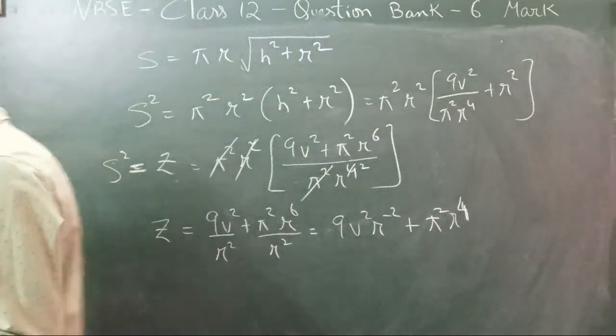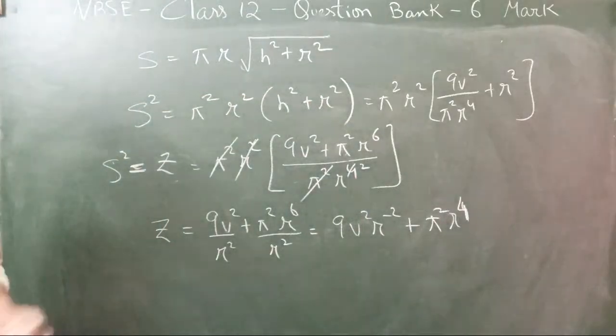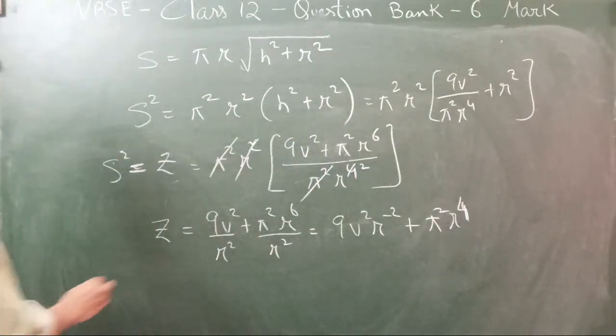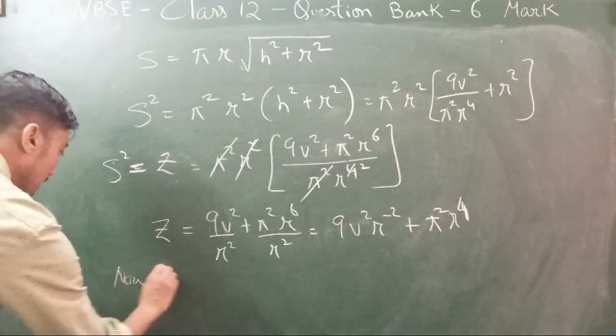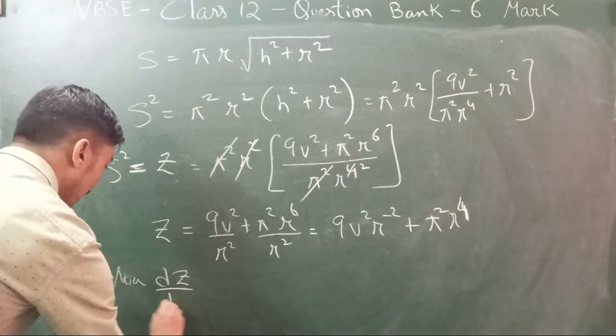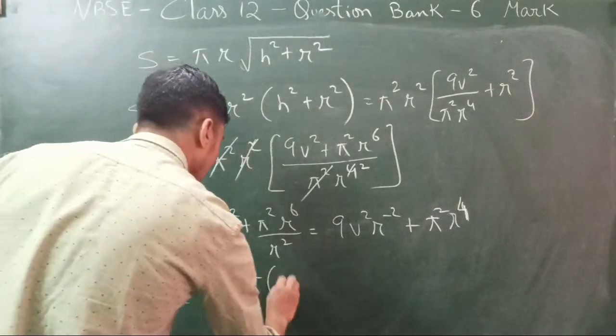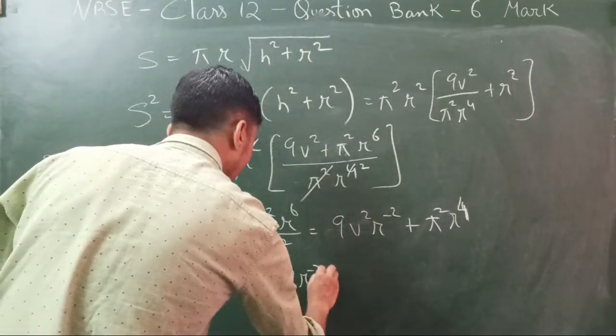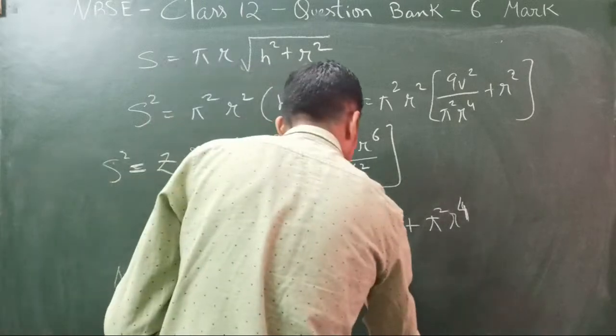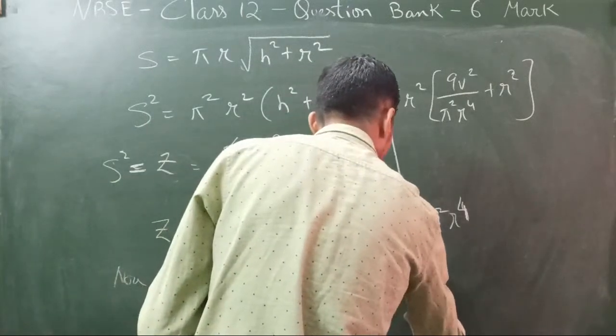So this question is slightly different. We have to do it in a different way. So now, simply differentiate with respect to R. So that's 9V square minus 2R power minus 3 plus pi square 4R cube.